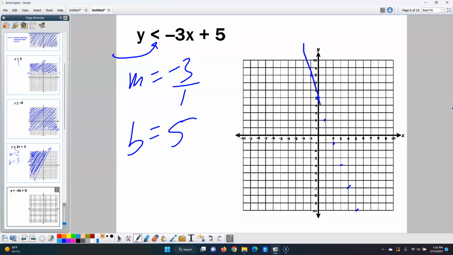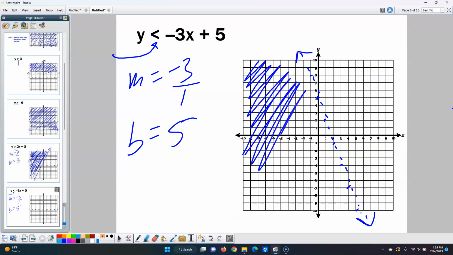So the graph should look, it should be dotted, shouldn't it? Should look something like this. Hopefully you have a ruler or straight edge or something. Yours looks a little better than that garbage right there. This says y is less than -3x plus 5. That means I'm going to shade below the staircase. So below the staircase would be on this side right here.